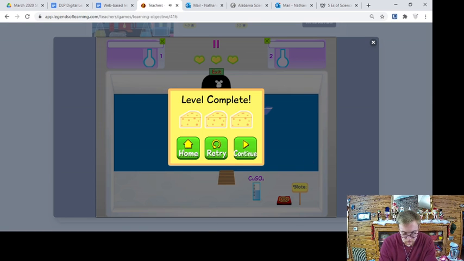I'm actually going to go back to our original screen here so you can see me. So students have an opportunity to go through that and complete all the levels. There's about 6 or 7 or 8 levels. You know, you got a good amount of variety.